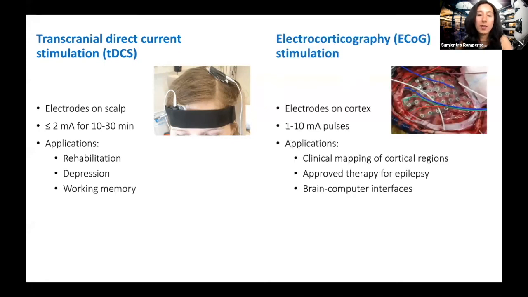And the second stimulation method that we'll look at is ECOG stimulation. And here electrodes are placed directly on the cortex, and short current pulses are given through pairs of electrodes. And this can be used for mapping of cortical regions in epilepsy patients before surgery, also as therapy, and in brain-computer interfaces.